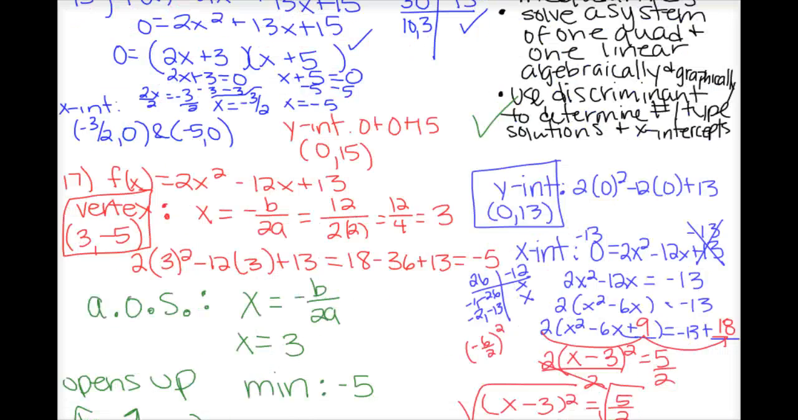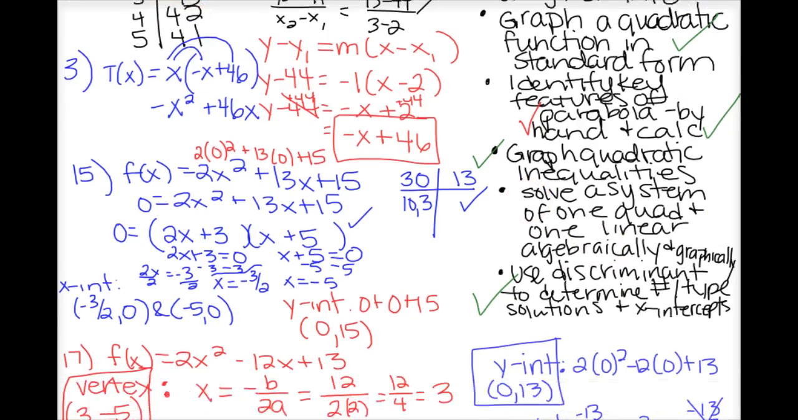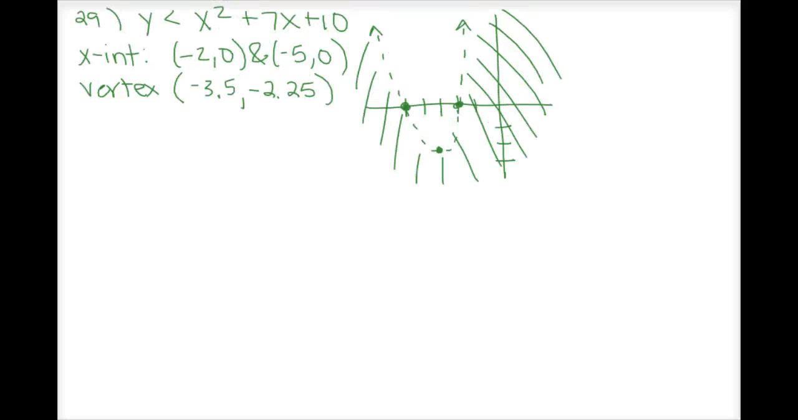So now we have taken care of graphing quadratic inequalities and how you would identify the key features in your calculator, because we found X-intercepts and the vertex there. And so we graphed something that was in standard form as well. So now the only thing left is solving a system of one quadratic and one linear, graphically and algebraically. So solving graphically, that was in section 13.1.